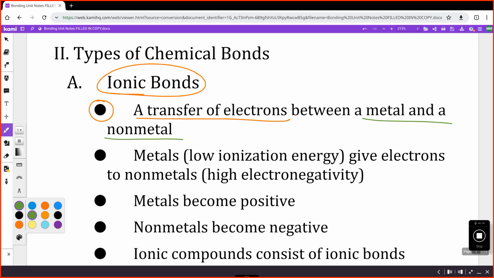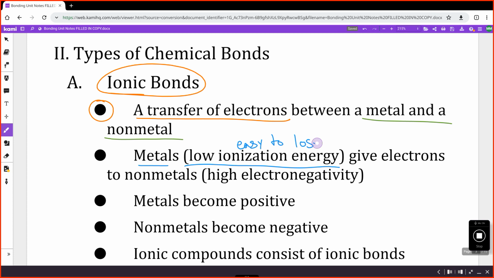The reason is, if you recall when we talked about it from the periodic table, that metals have low ionization energy. Right? Low ionization energy means it's easy to lose electrons. So metals like to lose electrons because it does not take a lot of energy, and it does not take a lot to do so. They willingly give them up.